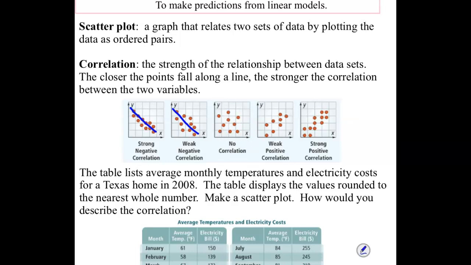Moving on to the next picture, we see that the points now are moving upward as we go from left to right. So we're looking at now a positive correlation. It's still a little weak because the points are not exactly on that line. But in our last picture here, you'll see that the points get closer and closer to forming a line, so the correlation gets stronger.